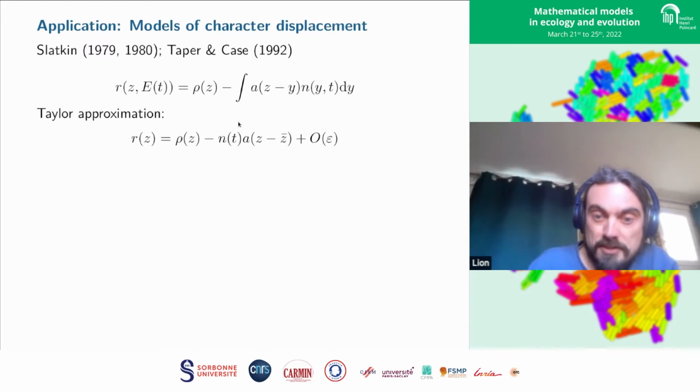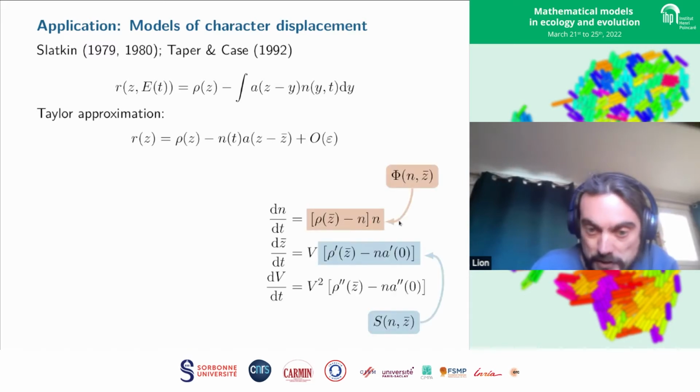competition term. And in that case, we obtain a very simple dynamical system where the dynamics of the total population depends on the mean trait of the population. The dynamics of the mean trait depends on the variance of the trait and on the population. So we have a feedback of the ecological variable, the density, on the dynamics of the evolutionary variable. And we can also calculate the dynamics of the variance. I will come back to how we can do that later, but it's just for illustrative purposes right now.